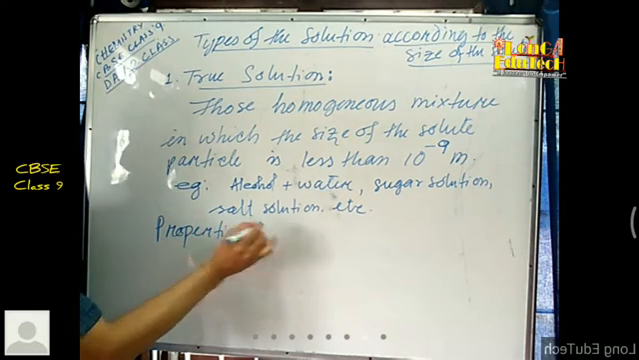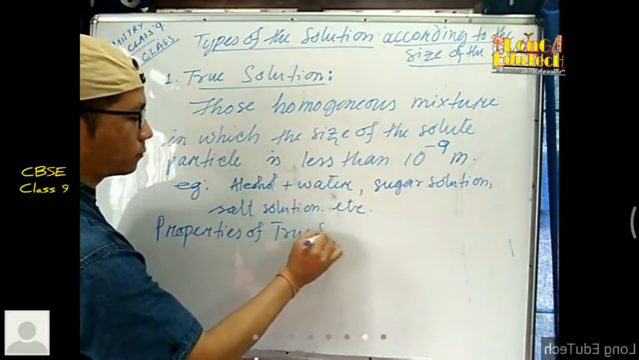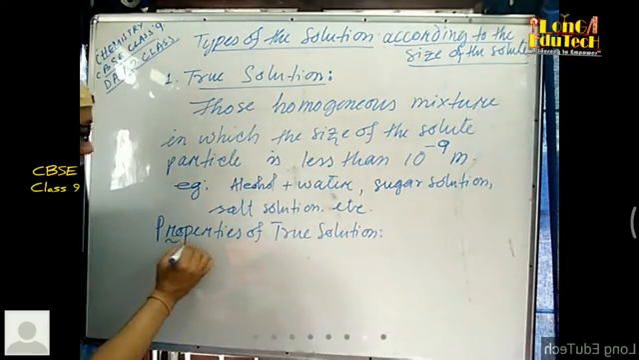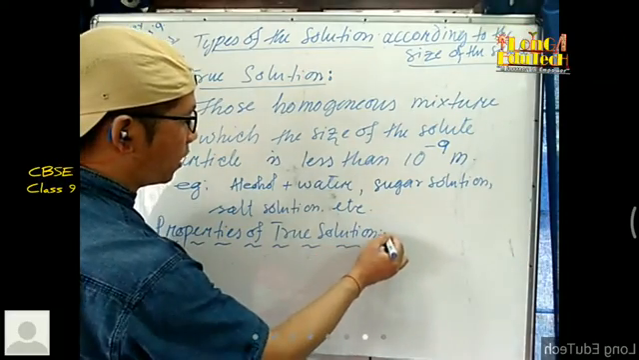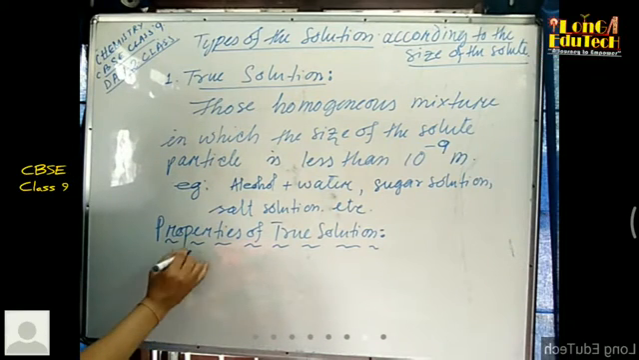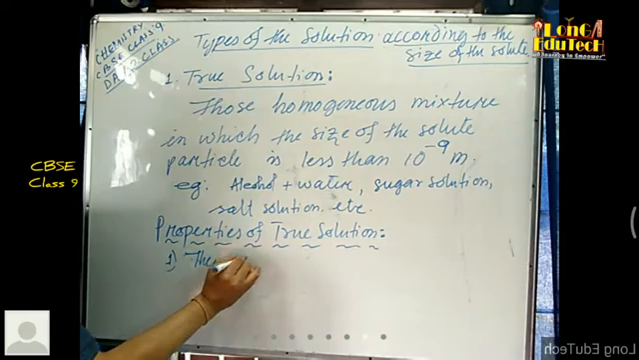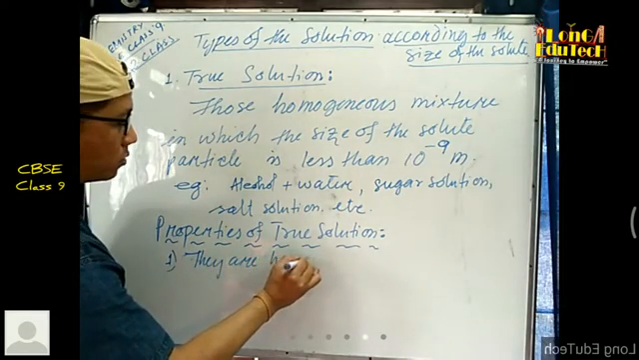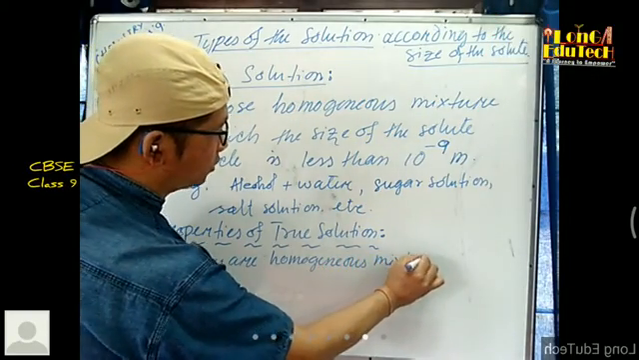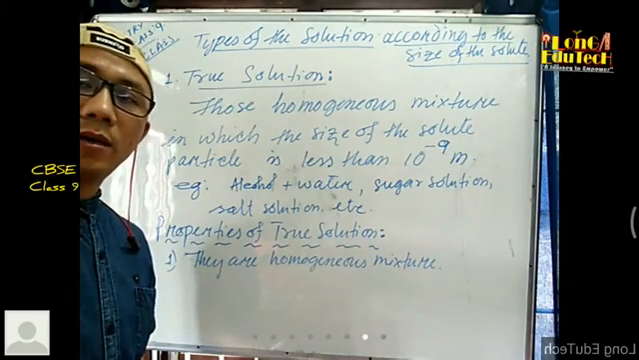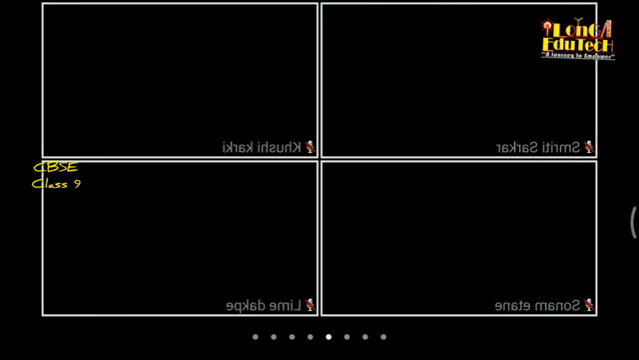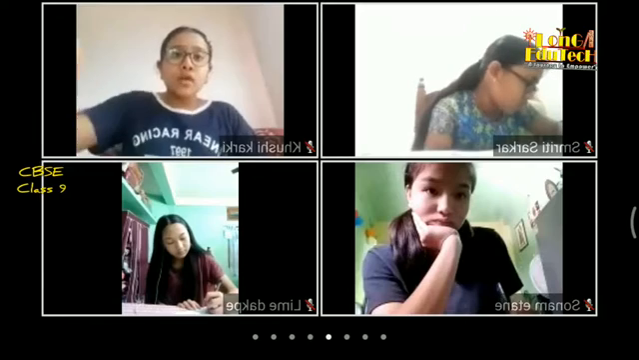Properties of true solutions. Here we have to know the properties of the true solutions. Number first point is that they are homogeneous. They are a homogeneous mixture. So true solutions are a homogeneous mixture only. This point you have to know.